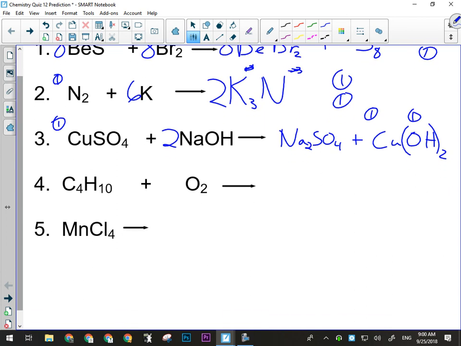Number 4, combustion reaction. What are always the products of a combustion reaction? Carbon dioxide and water. Two marks.